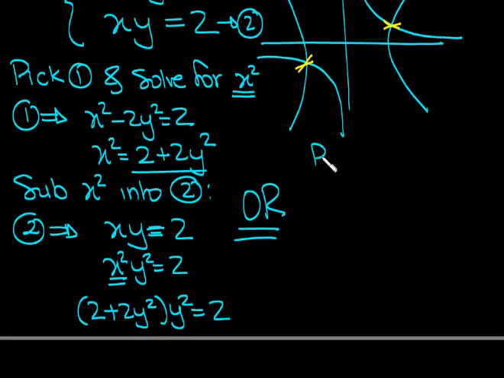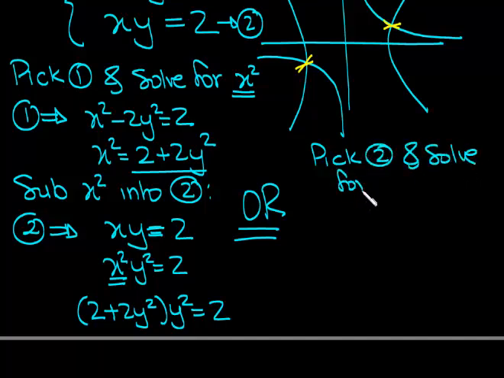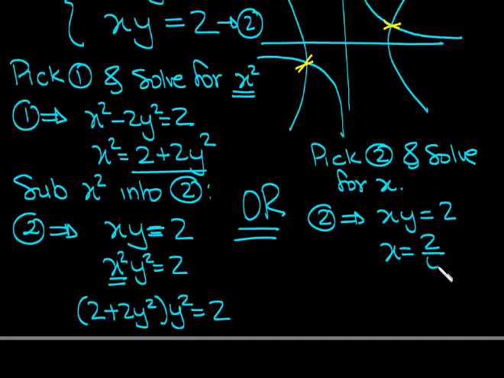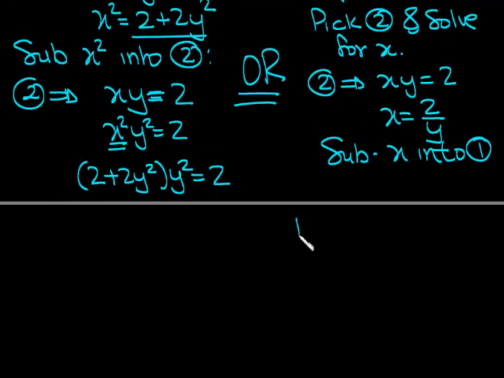We could have picked 2 and solved for x. So let's do that. Equation 2 becomes what then? I have xy is equal to 2. So I divide both sides by y, and I get x is equal to 2 over y. So now we substitute x into equation 1. Let's do that. So what does 1 become?